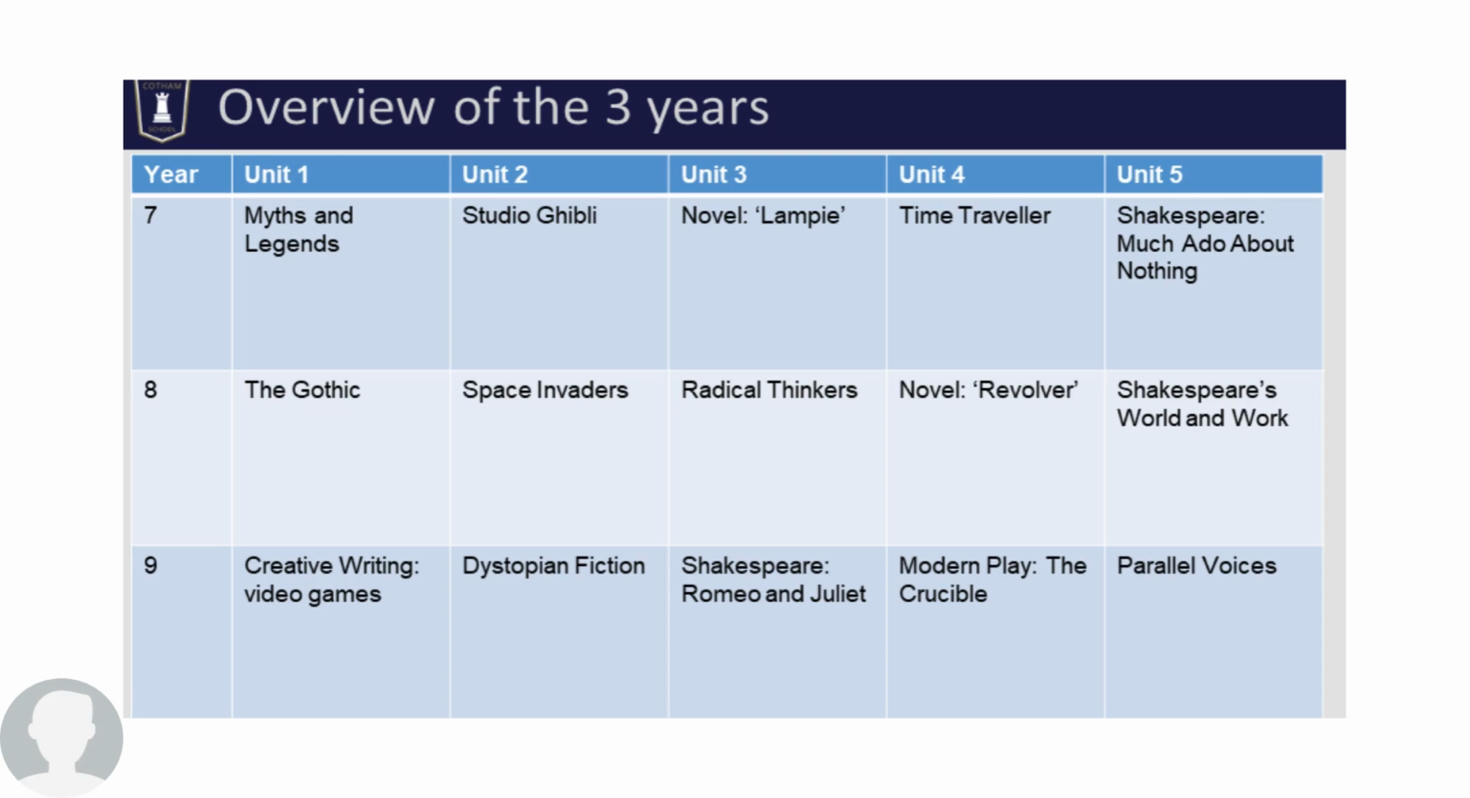And then we move into looking at dystopian fiction, which is similar to the Gothic unit in that we read lots of examples of dystopian fiction, and then we apply what we learn from those into our own pieces of writing.